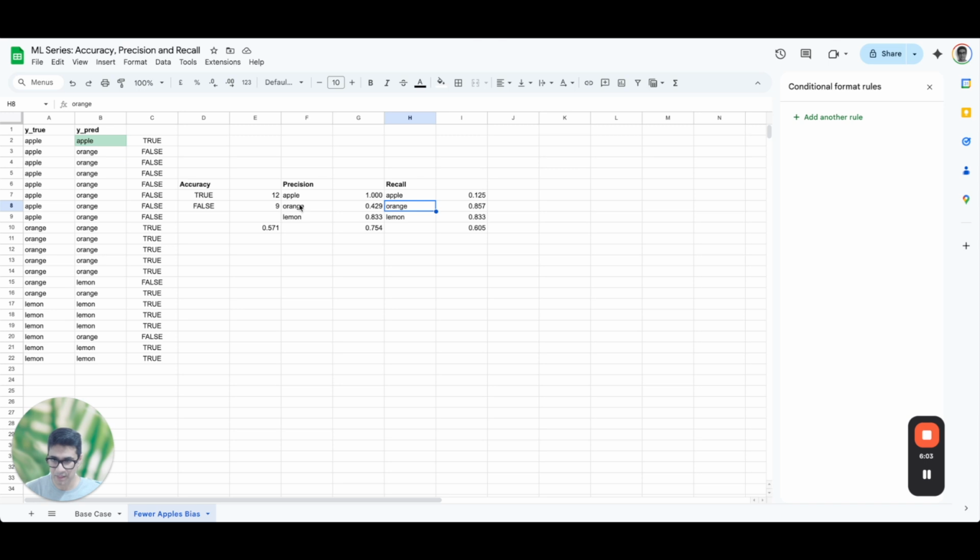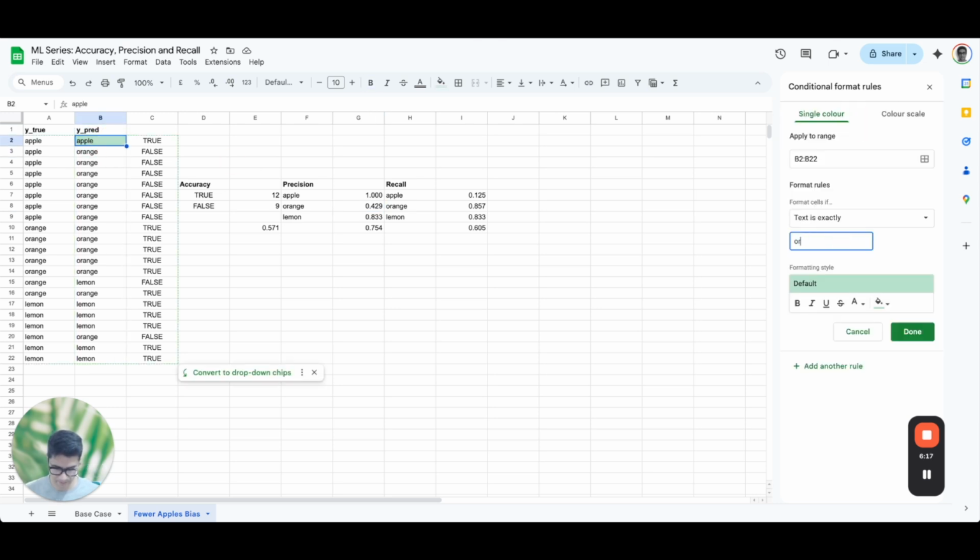Similarly, let's look at orange. The precision of identifying orange is 42%, or let's say 43%. How? I'm just going to highlight orange so that it's easy. There are 14 such oranges that we've identified. And out of that, if you look at the overlap, 6 of them, 1, 2, 3, 4, 5, 6, have been correctly identified out of the 14 that we predicted to be true. So the precision is 6 by 14, which is about 42% or 43%, or 0.429.